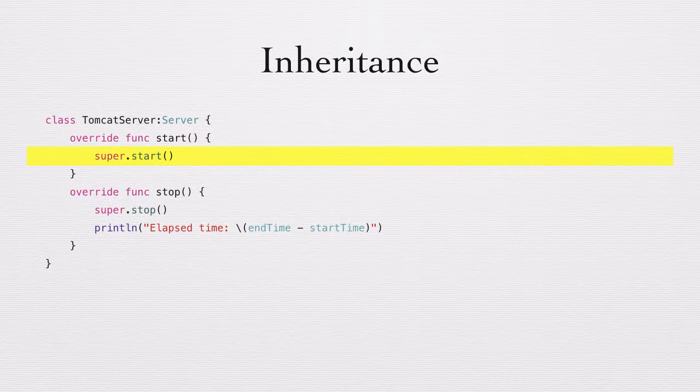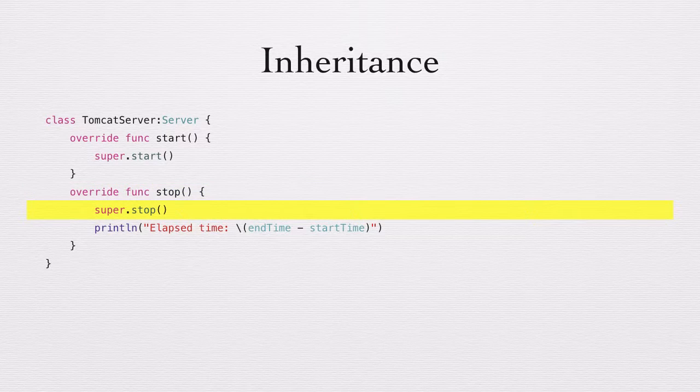In the body of the function, we start our base server by calling the start method of the superclass. To call the superclass method, you need to use super keyword. As a matter of fact, you can also access the superclass properties and subscripts using this syntax of super dot. Likewise, we also write the overridden stop method.